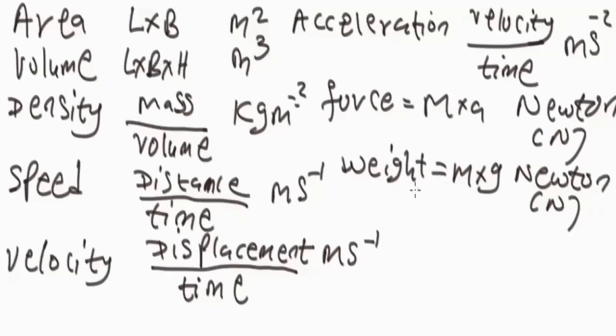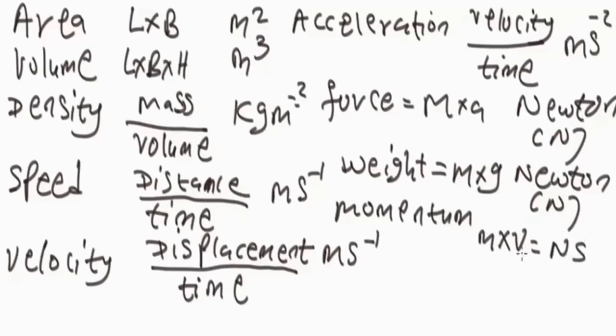Let's look at another example of a derived quantity. We also have our momentum, which is calculated using mass times velocity. The unit of momentum is Newton second. The unit of momentum can also be kilogram meter per second. So any of these can serve as the units of momentum.